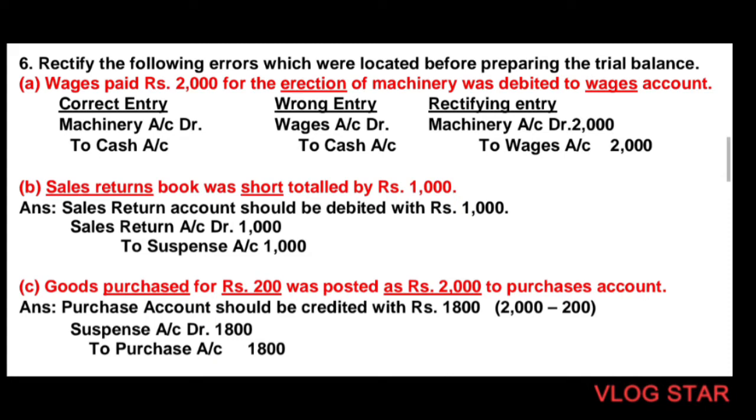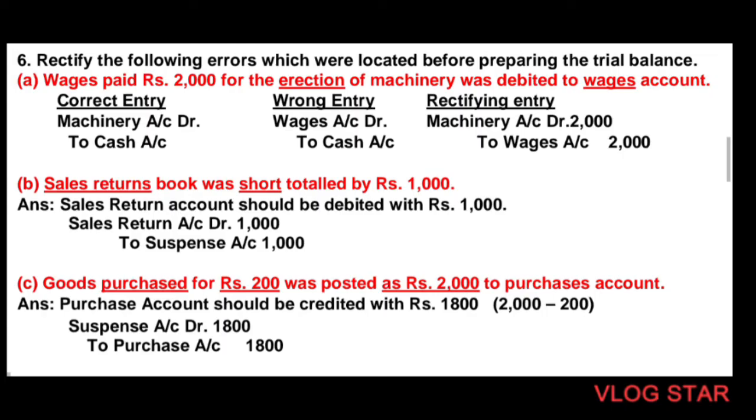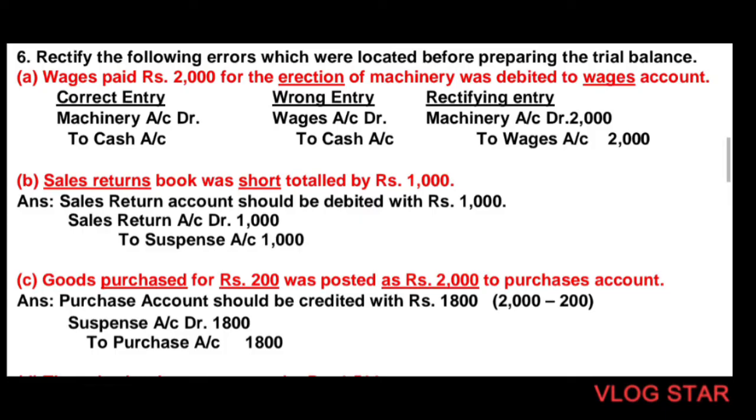Wages paid rupees 2000 for the erection of machinery was debited to wages account. Normally, whenever we purchase machinery, all the erection charges, erection meaning installation charges, must be added to the machinery account. But instead of writing machinery, they wrote wages. See here, down in the answer, the correct entry is machinery account debit to cash account, because the erection and installation charges must be added to the machinery. But instead of machinery, what did he do? He wrote wages account debit to cash account. Wrongly written as wages. So to cash is right. There is no mistake in to cash. Only the debit balance is wrong.